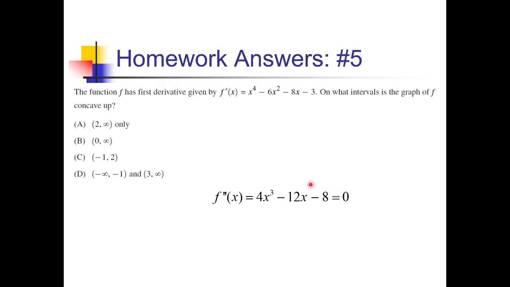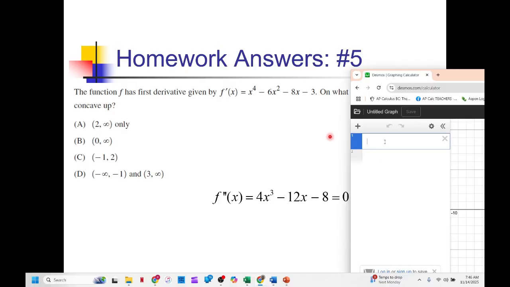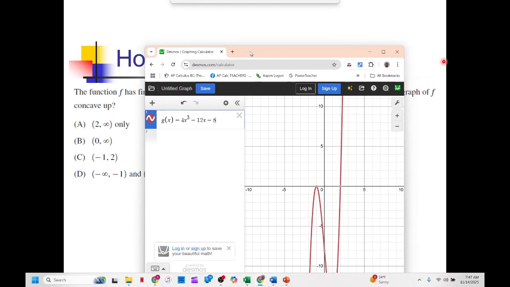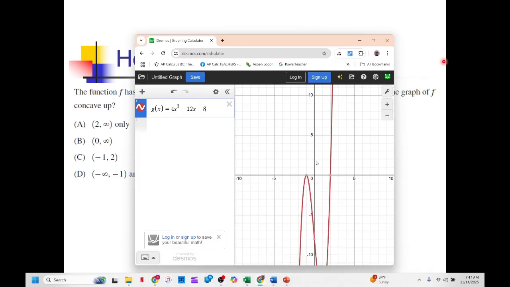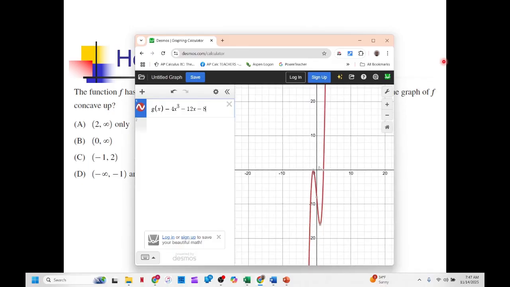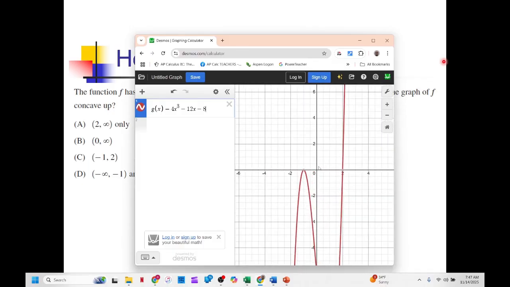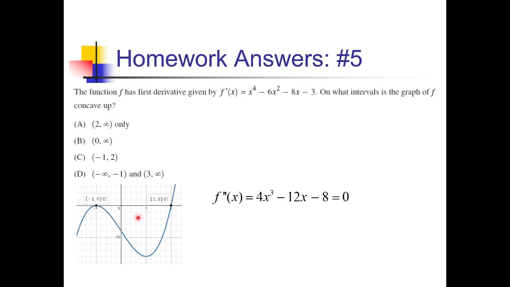So let's go to Desmos, because this is a calculator question. So on Desmos, let me just graph this. I'll just call this G. So we've got 4x cubed minus 12x minus 8. And let me move this so I can actually see it. And there's my graph. It looks like if I zoom out, those are the only critical values, and that's happening at -1 and +2. So here's a snapshot of what I just got.